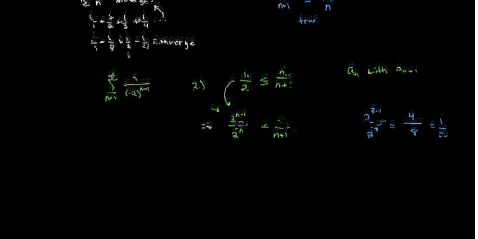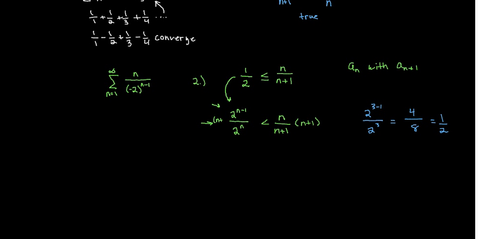Alright, what's their next step here? Their next step looks like they multiply n plus 1 to both sides. So that goes away. They also multiply 2 to the n to both sides, don't they? So they're basically cross-multiplying. So on the left, we've got 2 to the n minus 1 times n plus 1 is less than or equal to n times 2 to the n.